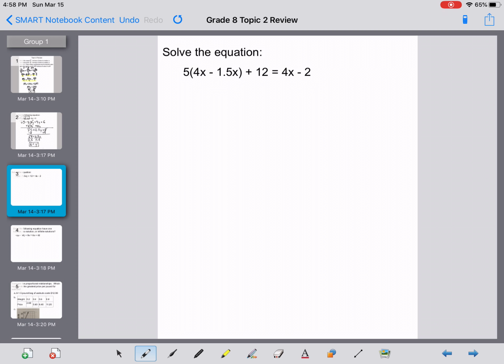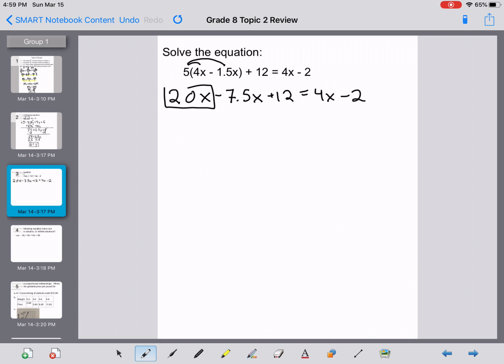Next problem. Solve the following equation. 5 parentheses 4x minus 1.5x plus 12 equals 4x minus 2. Take a second to copy down the question. I'm going to start by getting rid of the parentheses by using the distributive property. 5 times 4x is 20x. 5 times negative 1.5 is negative 7.5x. I bring down the rest. Plus 12 equals 4x minus 2.